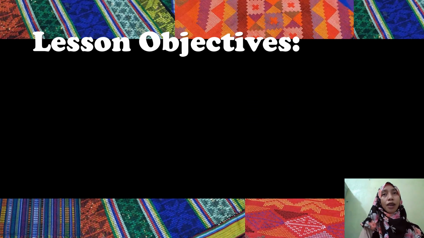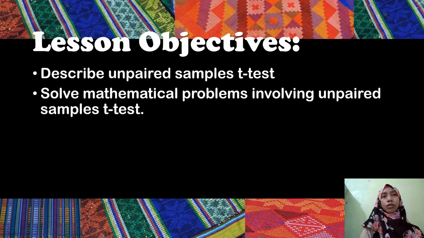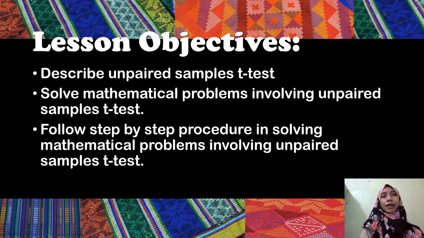To begin with our lesson, let us determine our objectives. First, describe an unpaired sample status. Second, solve mathematical problems involving an unpaired sample status. And lastly, follow step-by-step procedure in solving mathematical problems involving unpaired sample status.